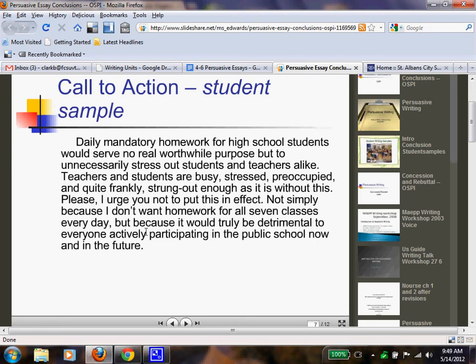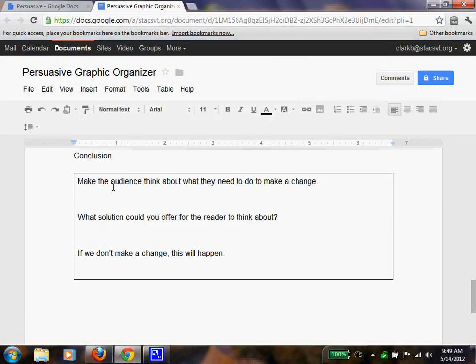They know what your stance is because they read your introduction and they know your reasonings. Now they're calling them and saying, right here, please, I urge you. This is their call to action. So right now, push pause and go write down some ideas in your section on your graphic organizer. Make the audience think about what they need to do to make a change. Their call to action. Okay?